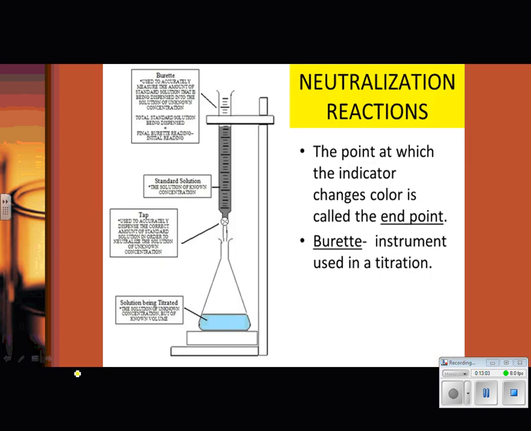Now, like I said, a burette can be spelt with 2 T's or 1 T, so you see it written here with 2 T's and an E. Here's the same definition that I just had on the previous screen. Okay, this is the burette right here, and it has our titrate in it.